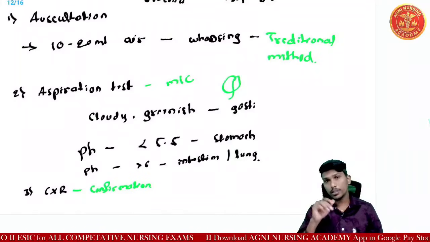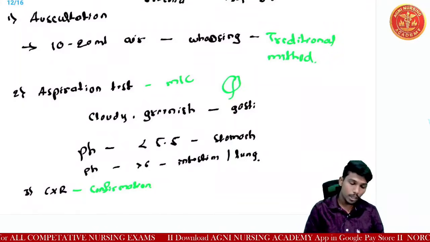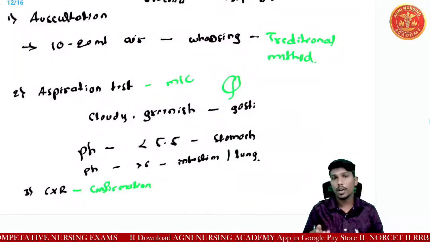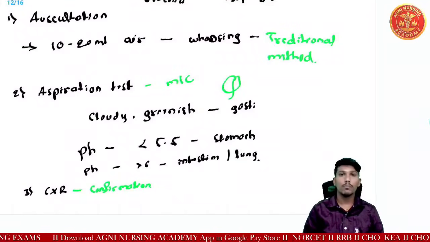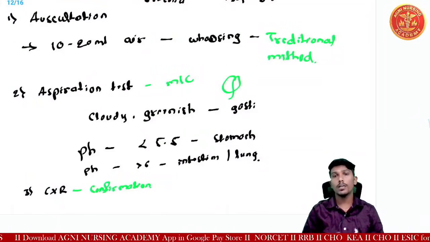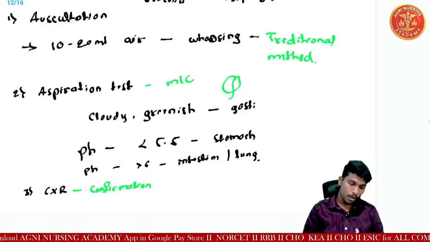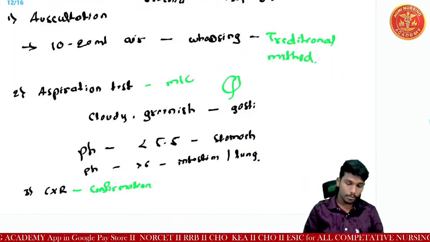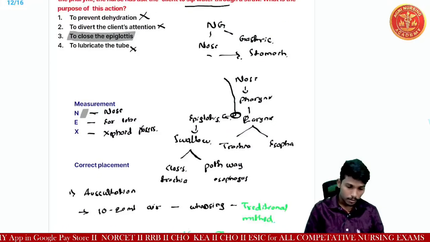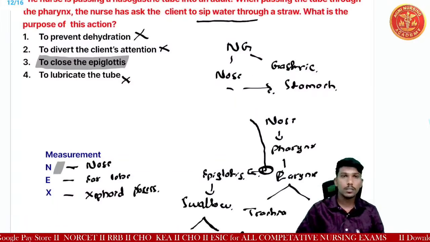Before the tube feeding, we have to check the aspiration test. Every time we can't check through the X-ray. Once you confirm the placement of the NG tube, after that you can use the aspiration test. Then the confirmative test is chest X-ray. So the answer to this question is 3.